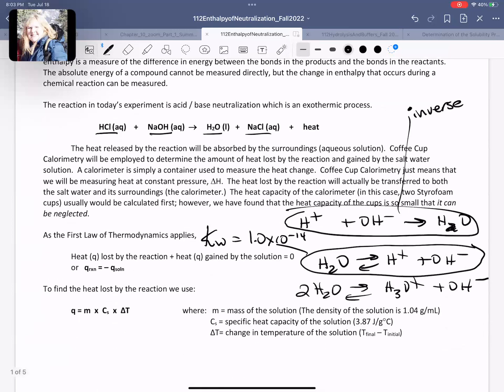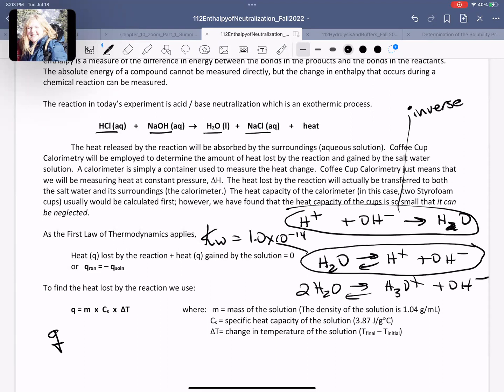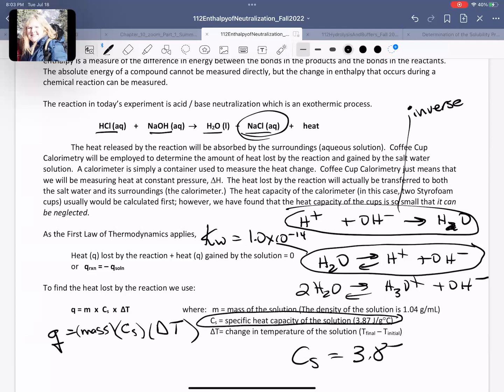Now, we need the heat, and our heat is Q. When we do heat, we're looking at the equation: heat is equal to the mass times the specific heat capacity multiplied by the delta T, where the specific heat capacity, we're going to assume, is for our NaCl solution, because that's what we have here at the end, in fact 1 molar sodium chloride, and the value of C sub S here is 3.87 joules per gram degree Celsius. Back at your first thermodynamics chapter in Chem 111, if you're stuck on that, our delta T here is always going to be T final minus T initial.